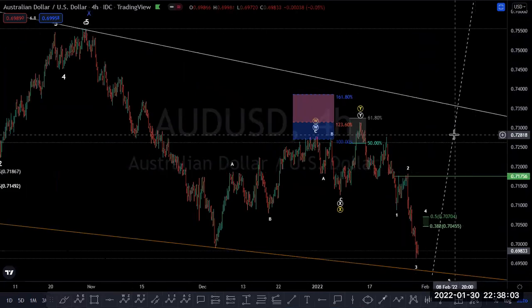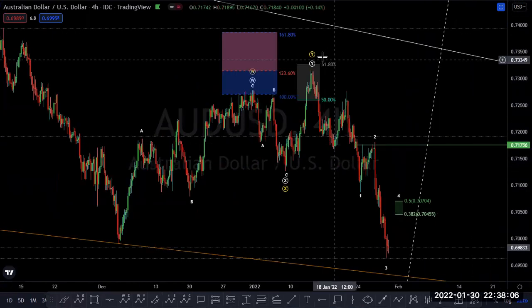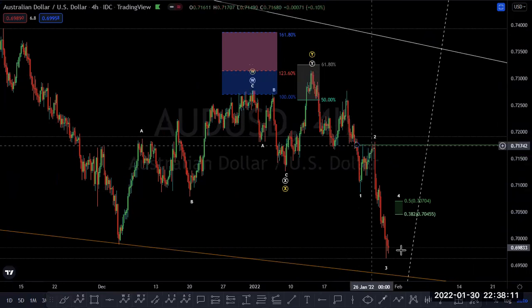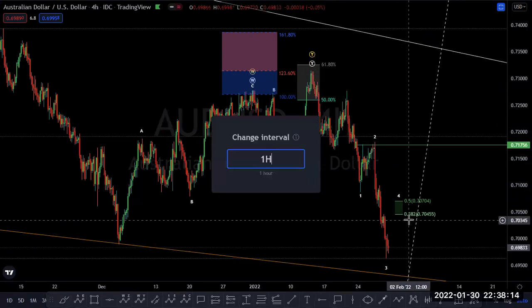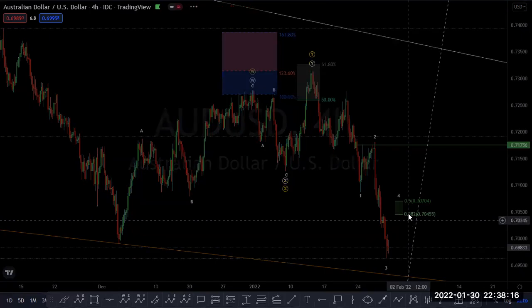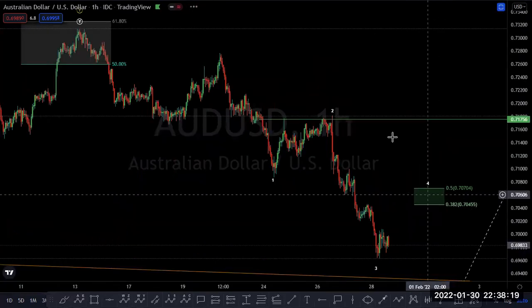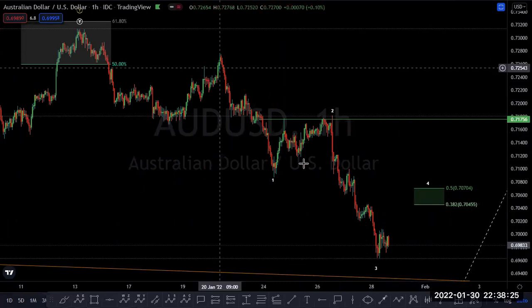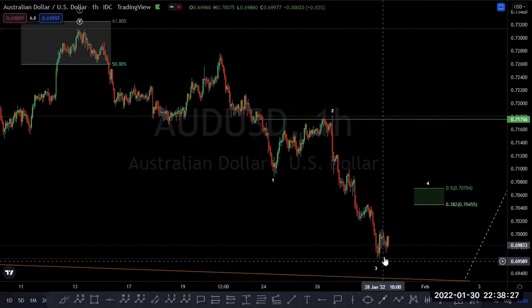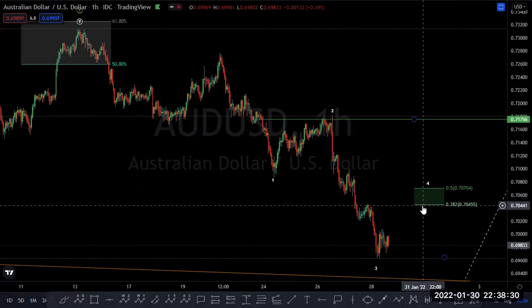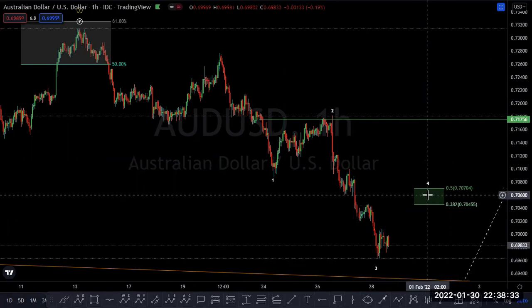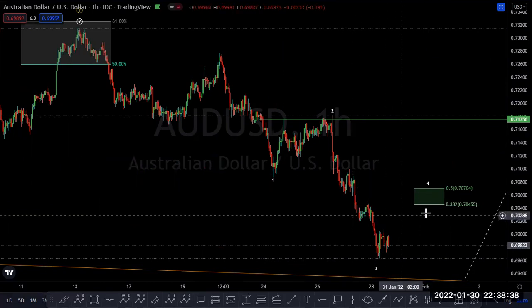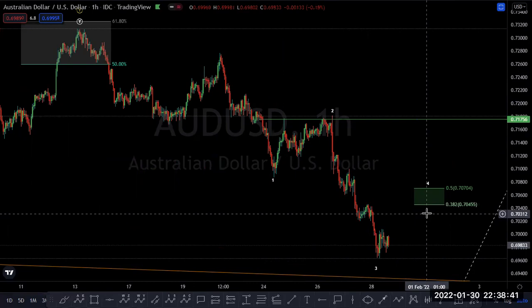Okay, from here, we have a move that seems to be ABC, ABC. But 1 hour will give us more clue. Okay, here is the 1 hour chart. This is wave 1, 2, 3. The wave 4, we are looking for wave 4 to at least come to this level. That's the area I would like to sell. If it is shallow, maybe it ended here. I may sell depending on how it developed.